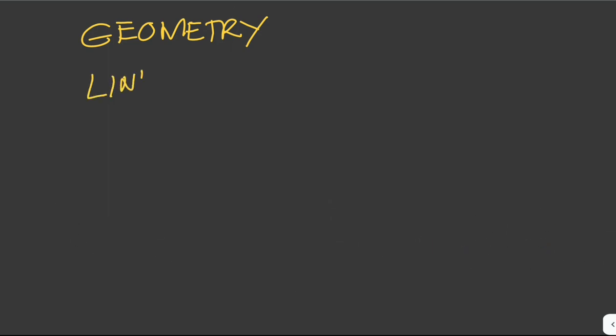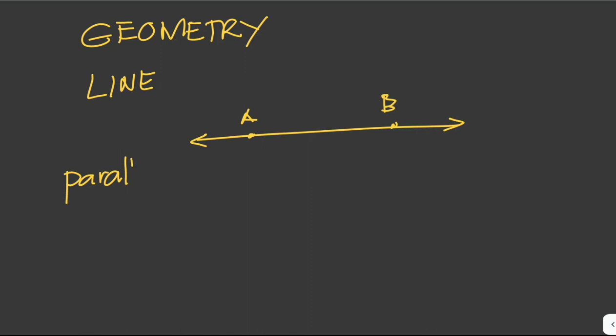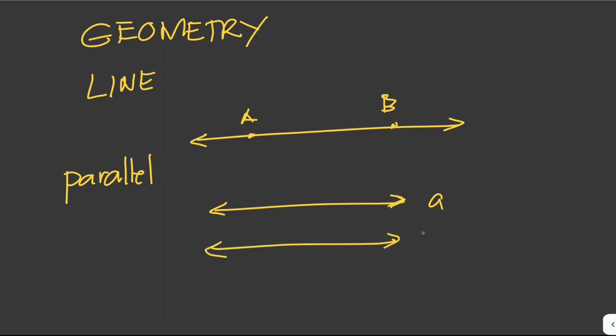Okay. And then we have line. So this extends endlessly in both directions. The line looks like this. Let's say this is point A and point B on the line. Then we have parallel lines. That means they don't intersect. So this is line A and this is line B, and they are parallel. So two lines on the same plane that do not intersect.